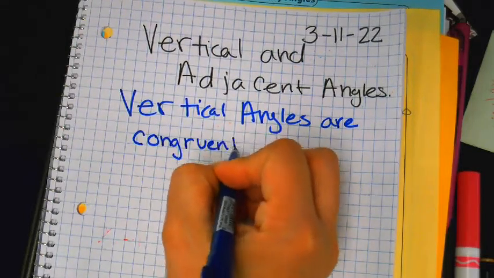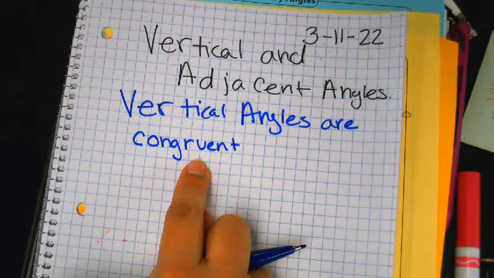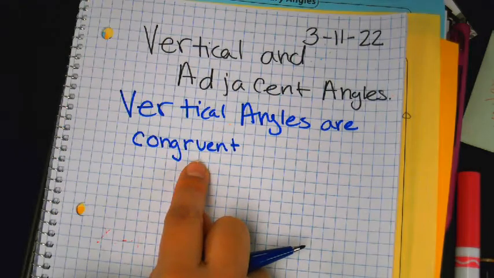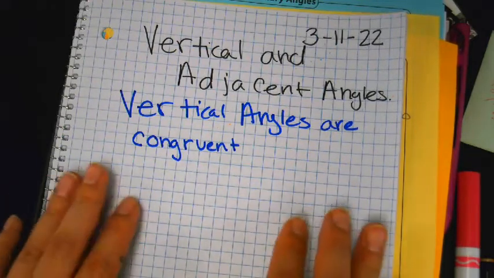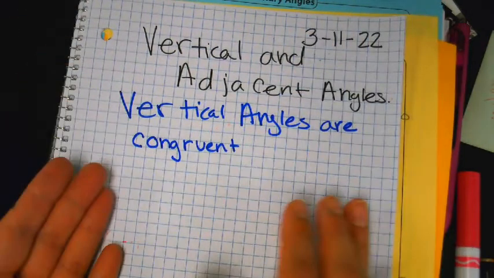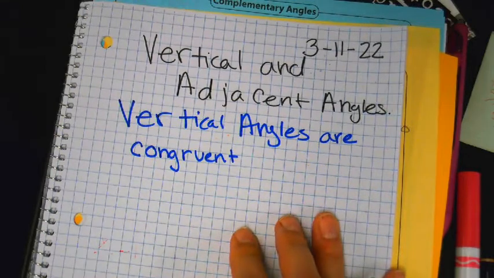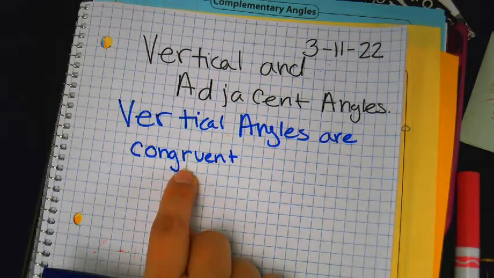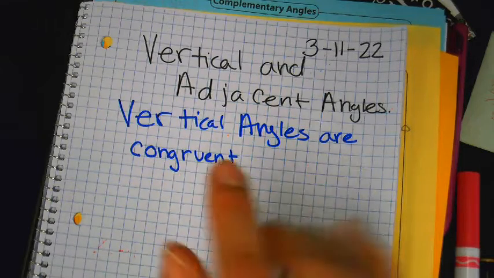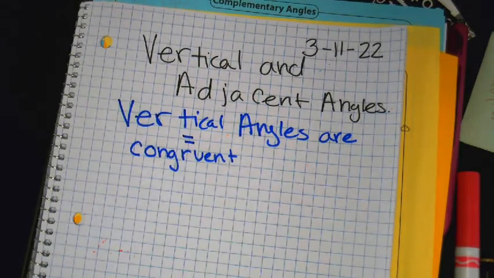Does anybody know what the word congruent means in math? No. So we're writing this down. We're not just listening to me. I'm in my notebook and I'm writing about new topics. I wrote today's date, I wrote my title, and now I'm defining vocabulary words. Welcome to class. Okay, congruent is a fancy word for equals.